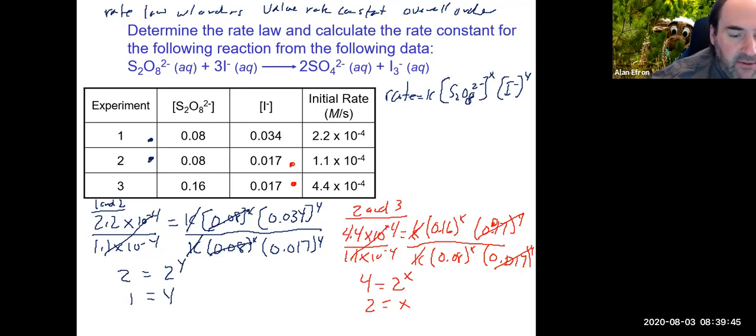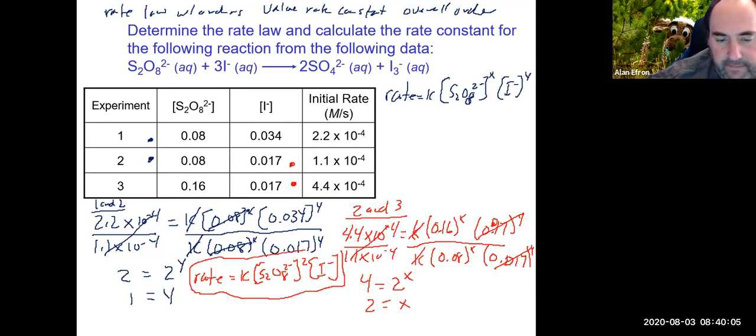both sides. So the completed rate law would be something like the rate is equal to K times S2O8 2- squared, and that is going to be second order, times our I minus, right? So this would be the completed rate law. The overall order for this reaction would be adding those X's and Y's together. So that is 2 plus 1, which means it is a third order reaction.